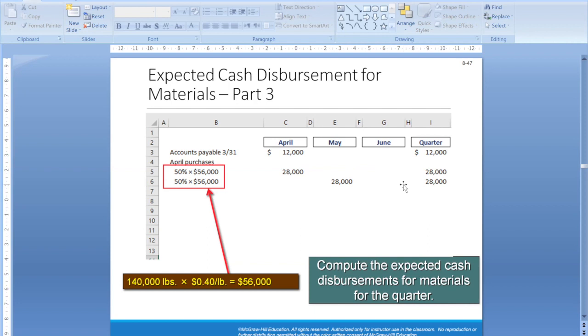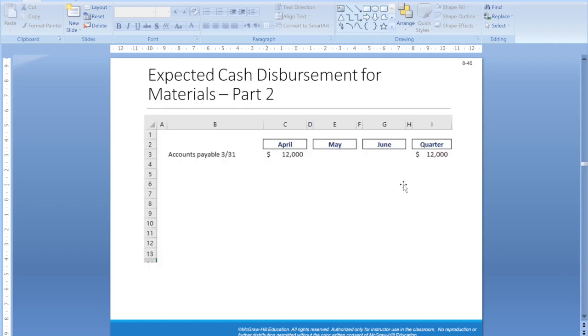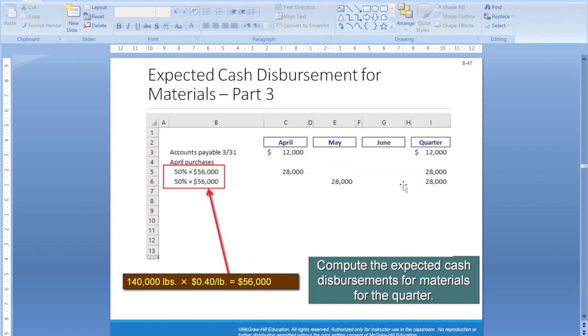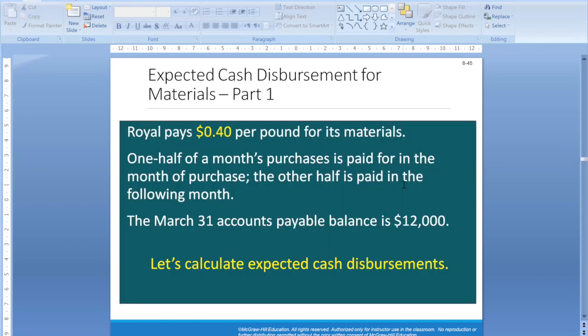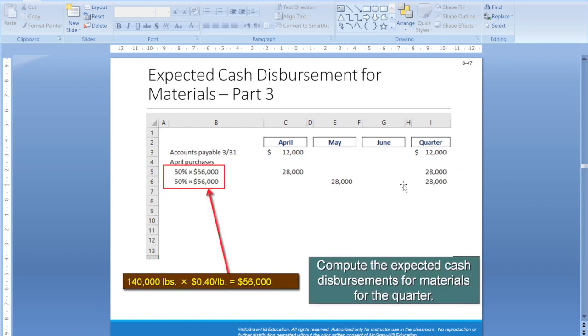Now, according to our pattern, I will pay 50% of this amount in April, which is 28,000. 50% of 56,000 equals 28,000. I will pay it in April, and the other half will be paid in what? In May. According to the question, we are paying one half in the same month of purchase, the other half in the following month. Okay, so the 56 is calculated from the previous budget multiplied by 0.4, which is given in the example.